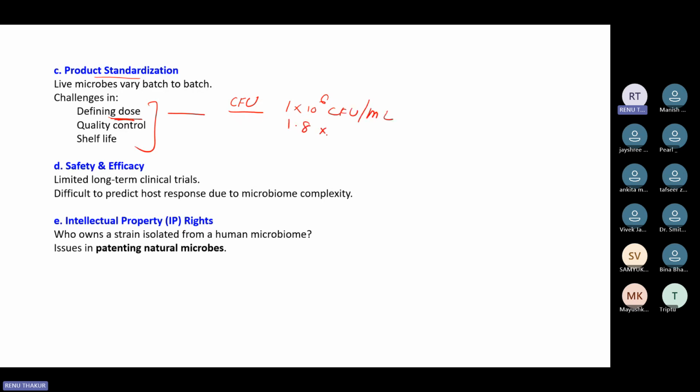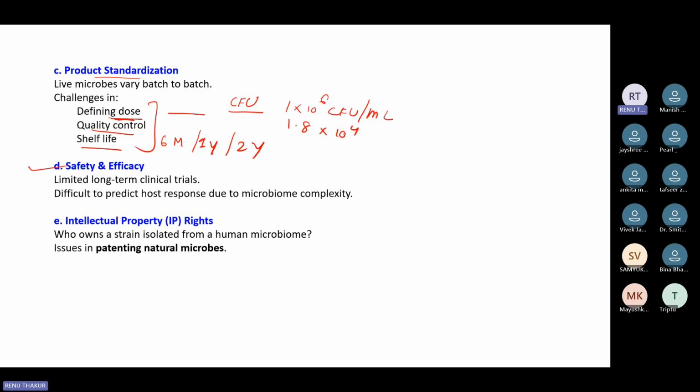1.8 into 10 to the power 4. Likewise, we talk in terms of CFU per ml, that is, how many colony forming units there can be per ml of bacterial culture. Quality control: is it pure or impure? Is it contaminated or what? Shelf life: is it active for 6 months, 1 year, 2 years? Everything you have to mention on your product. So standardization always takes time.